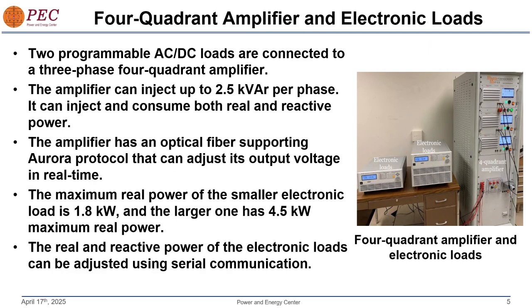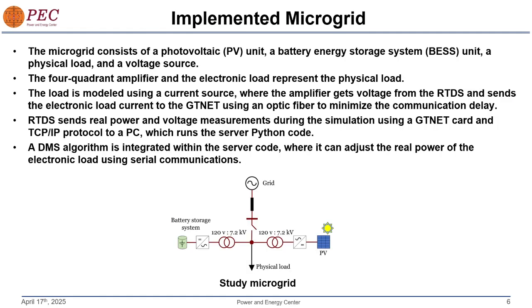Here is the power hardware setup that we have. On the right hand side you can see the 3-phase 4-quadrant amplifier, where each phase is 2.5 kVA, in total 7.5 kVA. And on the left hand side you see that we have two electronic loads. The smaller one is 1.8 kilowatt and the larger one is 4.5 kilowatt. The amplifier supports optic fiber and the Aurora protocol, and it's connected by optic fiber to the RTDS setup. And also the electronic load that we have can model the nonlinear behavior of the load, and the real and reactive power can be adjusted in real time using serial communication.